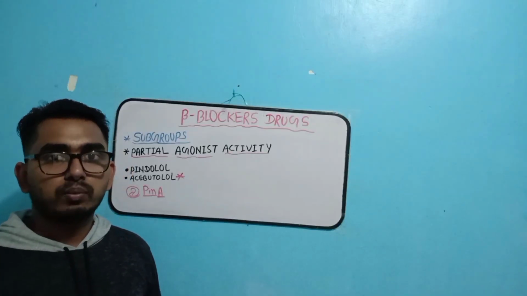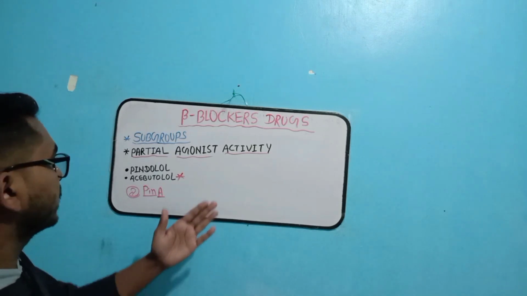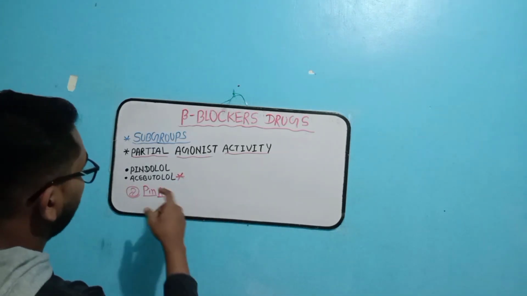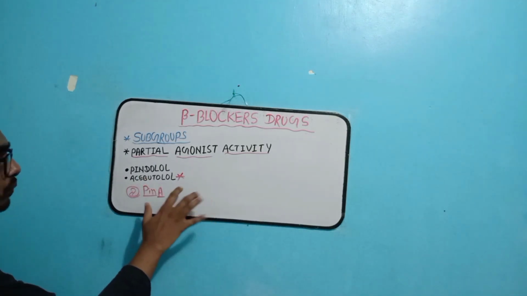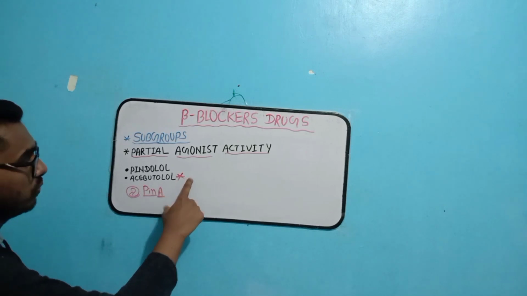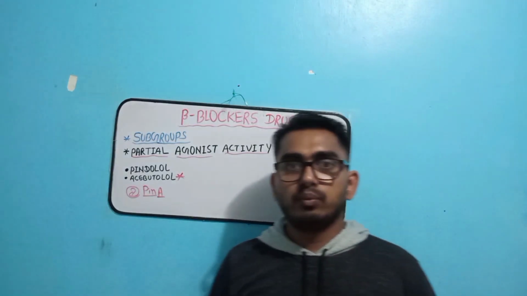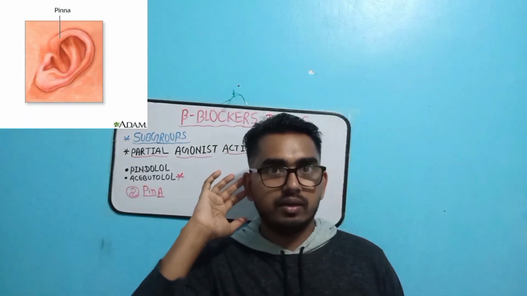Here is another subgroup. It's called the partial agonist activity. In this subgroup, we can find the pindolol and the acebutolol. The acebutolol we can also find in the selective subtype. And for the mnemonic purpose, we can memorize it as a pina, our ear pina.